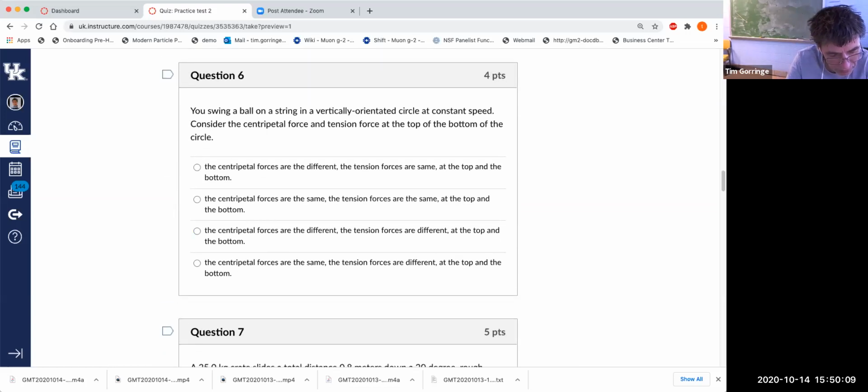Okay, question number 6. This one says you swing a ball in a vertical circle. You swing this ball on the end of a string in a vertical circle, and we've got to think about the centripetal force and the tension force when we're doing that. We've got to compare the strength of the centripetal force and the tension force at the top and the bottom of the swing. So I'm going to need to draw a picture for this one for sure.